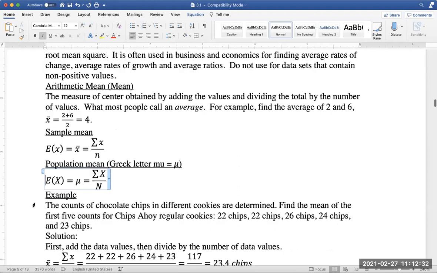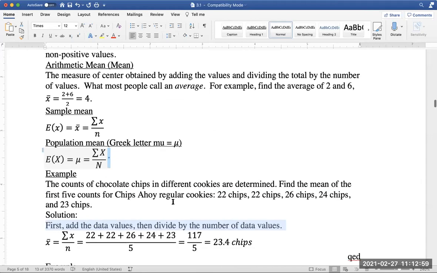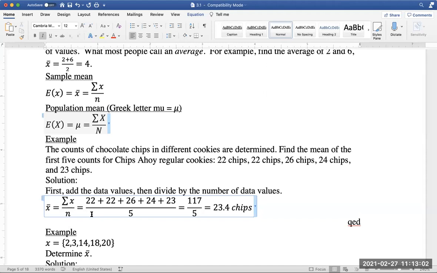So let's do an example. The counts of chocolate chips in different cookies are determined. Find the mean of the first 5 counts for Chips Ahoy regular cookies: 22 chips, 22 chips, 26 chips, 24 chips, 23 chips. So let's add all the data values: 22, 22, 26, 24, 23, that's 117, and then divide it by how many data there are. There are 5 cookies, so I'll divide it by 5. 117 divided by 5 is 23.4.